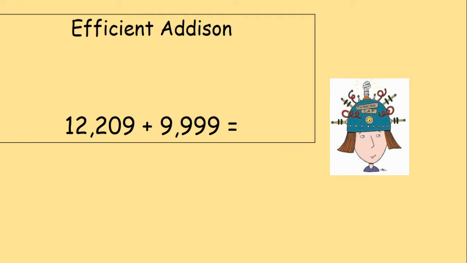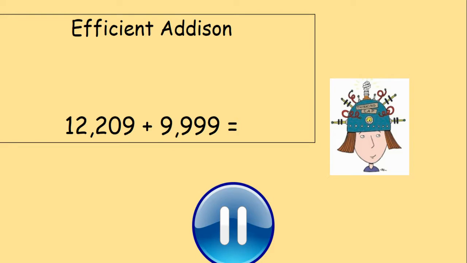We're on to efficient addition now. Our question is 12,209 add 9,999. Press pause now to work out the answer using the most efficient method, and then press play once you are ready to work it out together.